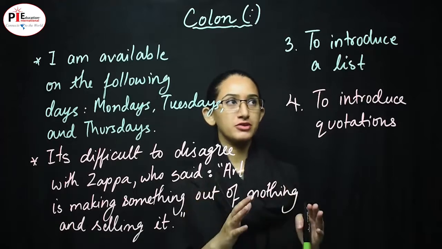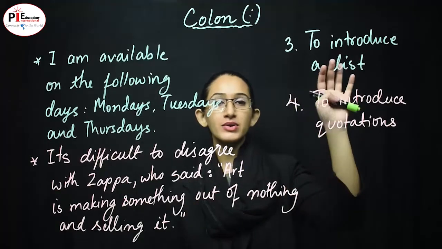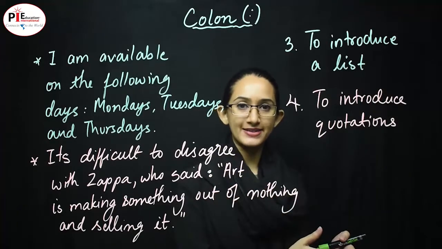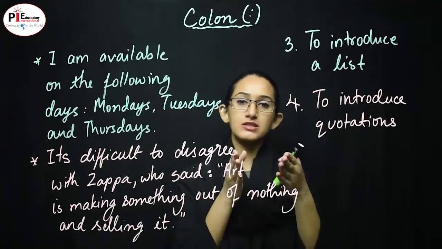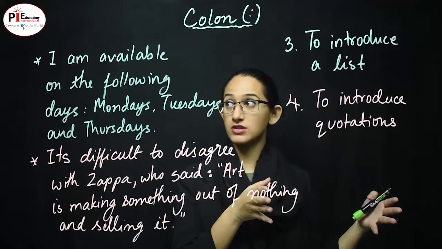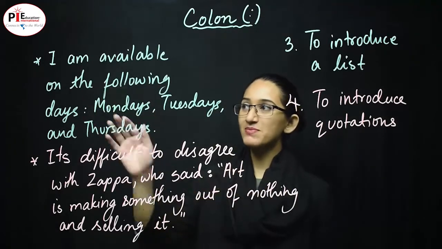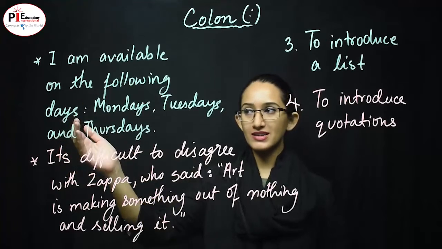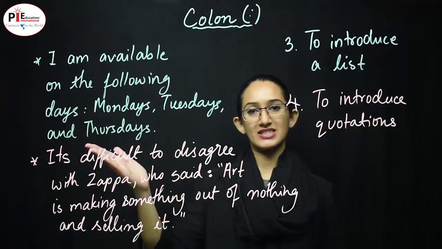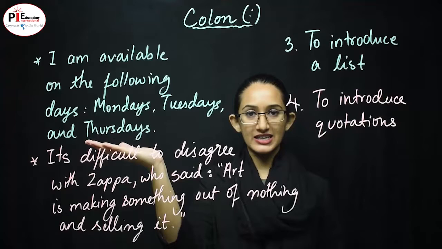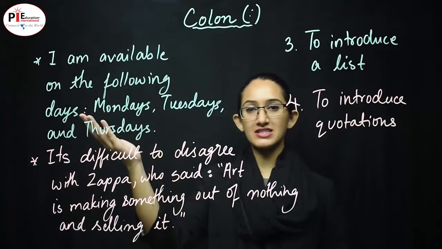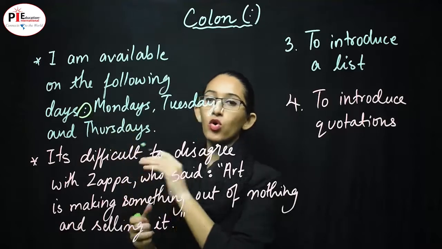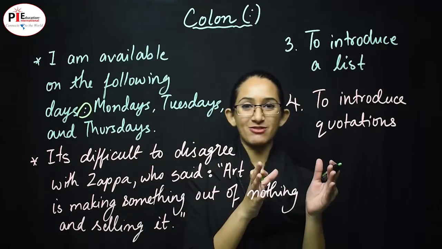Let's look at rule number 3 now. We use the colon to introduce a list. So let's say we have a list of items. We use the colon just before the list of items starts. Let's take a look at an example. I am available on the following days: Mondays, Tuesdays, and Thursdays. So here you have a list of days on which the person is available, and you have used a colon before introducing that list of items.